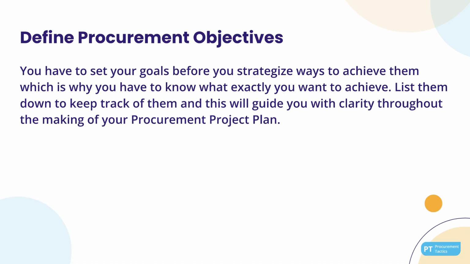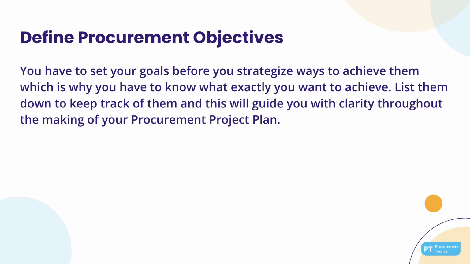We start off with a clear outline of your procurement objectives. You have to set your goals before you strategize ways to achieve them, which is why you have to know what exactly you want to achieve. List them down to keep track of them, and this will guide you with clarity throughout the making of your procurement project plan.